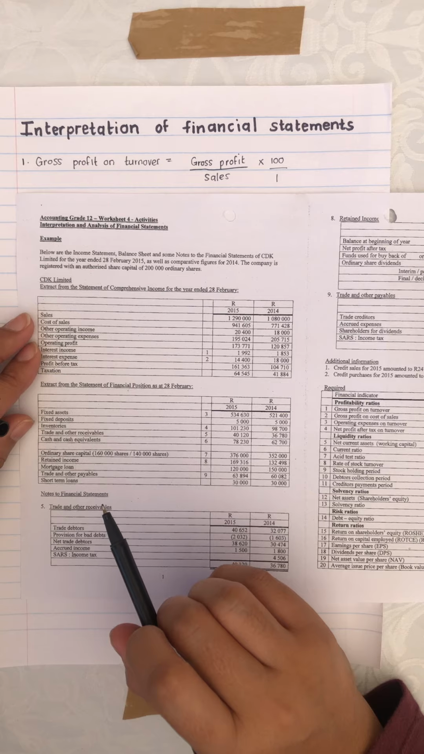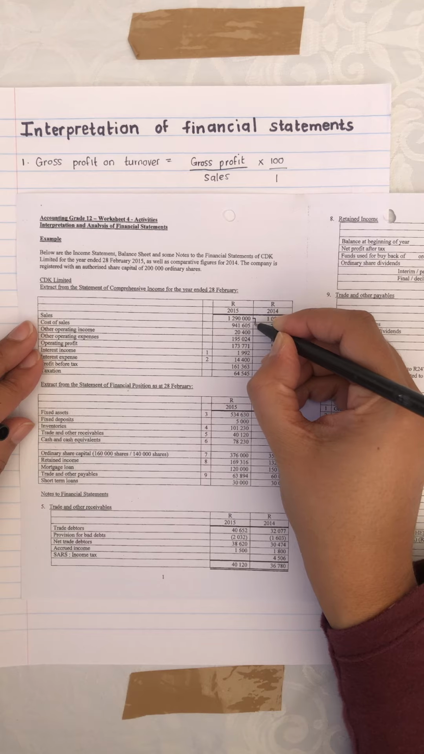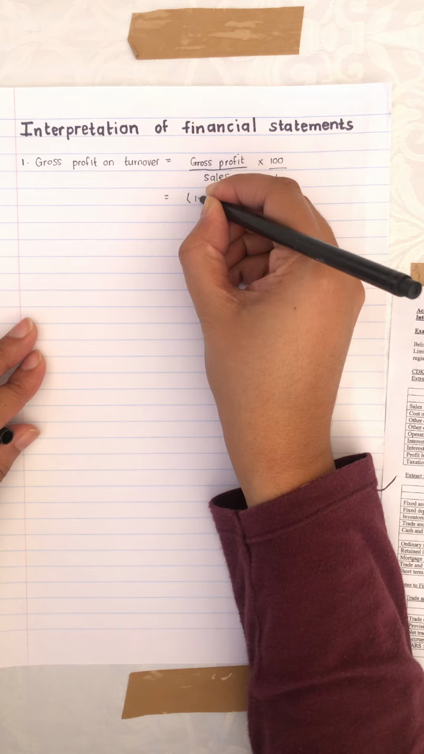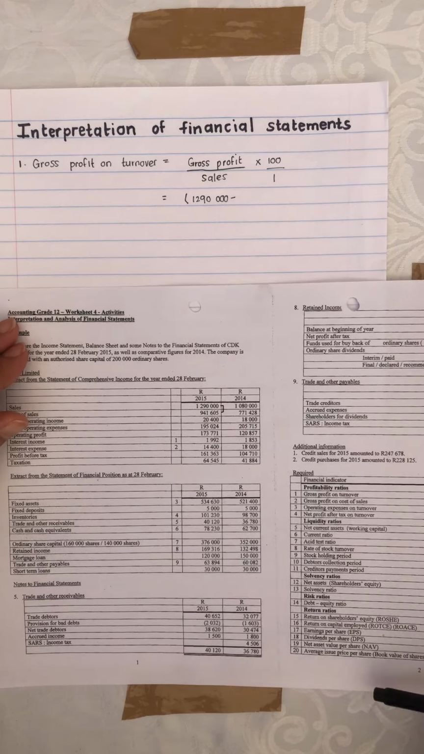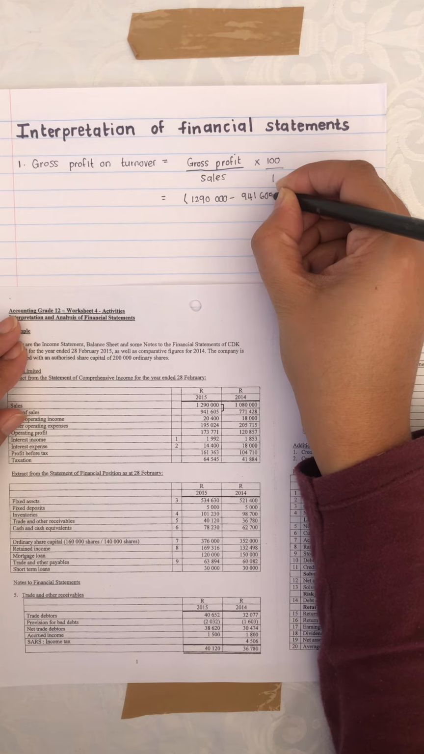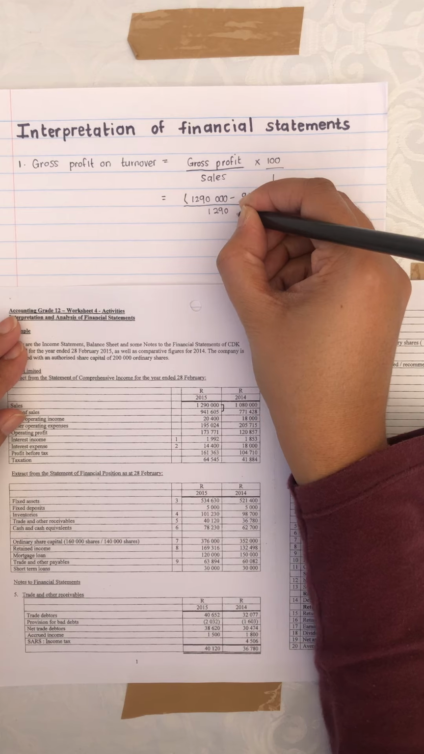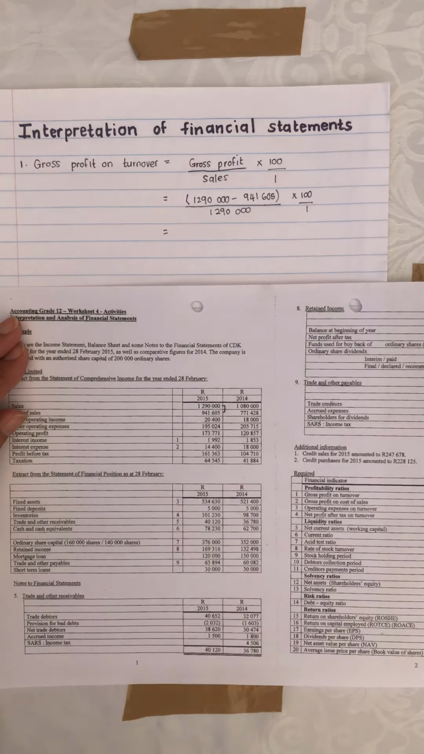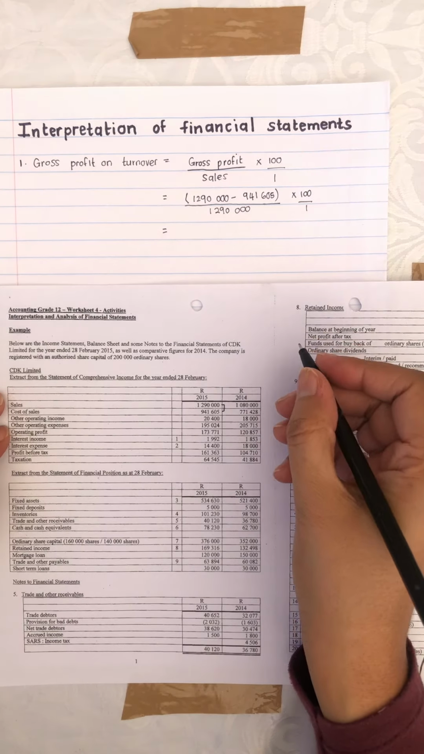There's our sales for the month. It's sitting at 1,290,000. They haven't given us gross profit, but we know gross profit is equal to sales minus our cost of sales. So we take sales 1,290,000 minus our cost of sales, which is 941,605. Divide that by our sales of 1,290,000 times 100 over 1. And the answer that we get is 27%.